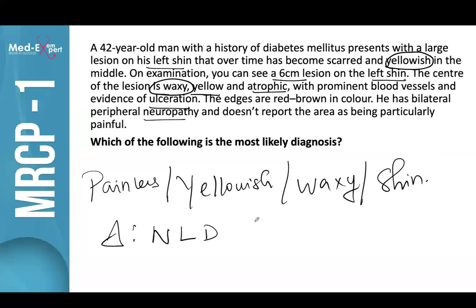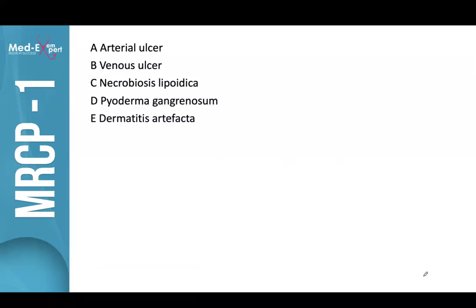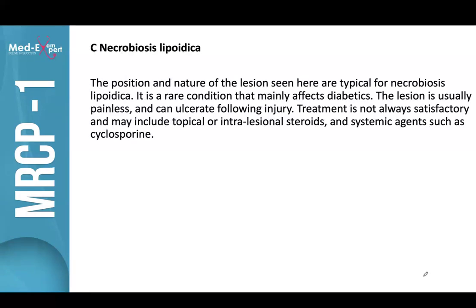Also, one thing: it can occur in many autoimmune arthritis conditions too, not just diabetes. There also it can occur. And when it comes to treatment, it is mostly good glycemic control. Then you can give some PUVA therapy, and you can give intralesional triamcinolone. Intralesional steroids you can try, but nothing is curative. All right, that's necrobiosis lipoidica.